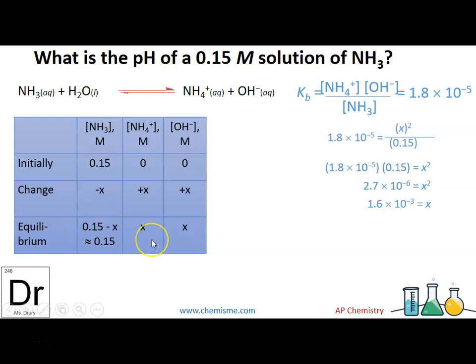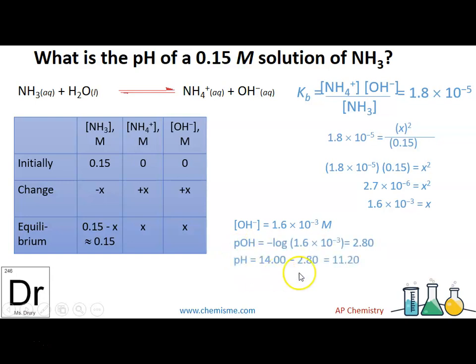This is just how many ions I have. If I want to know the power of the hydrogens and I have the ions of the hydroxide, I have two ways of figuring this out. I think the easiest way would just be negative log that value and then subtract it from 14. And so I get a pH of 11.2, which makes sense for a base because it's higher than 7. A lot of people forget to subtract from 14, so just consider your answer before you move on.